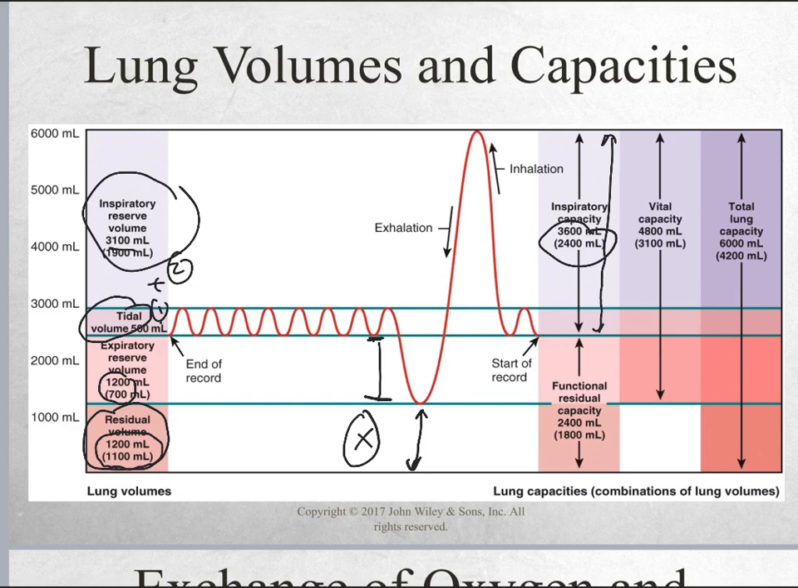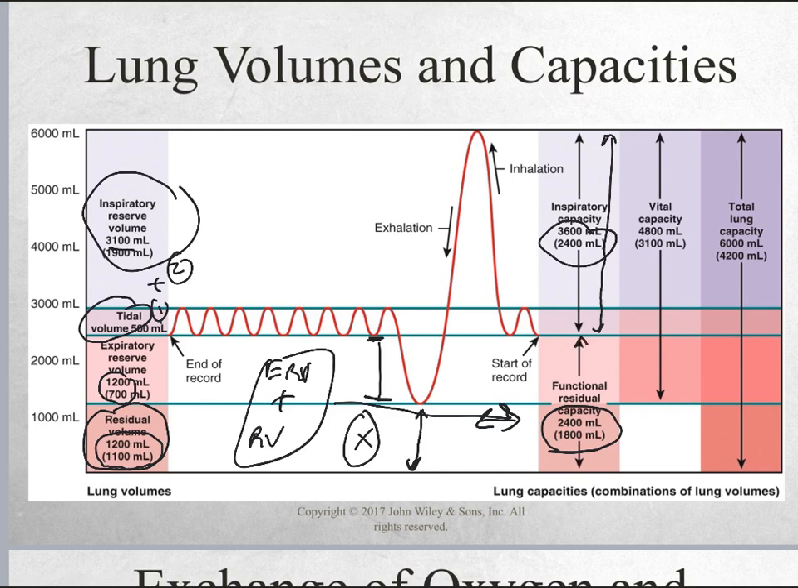The next one we're going to look at is functional residual capacity. And we see this is a decent number, 1,800 mils to 2,400 mils. And again, if we look over to the volumes, we can start figuring out what we have to add. Residual volume plus ERV gives us FRC. So what this is, is the volume of air present in the lungs at the end of a passive expiration.